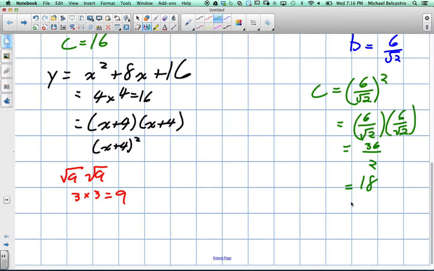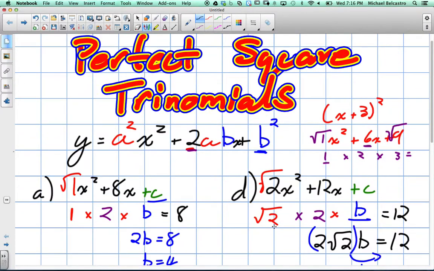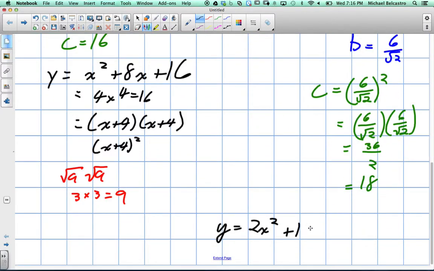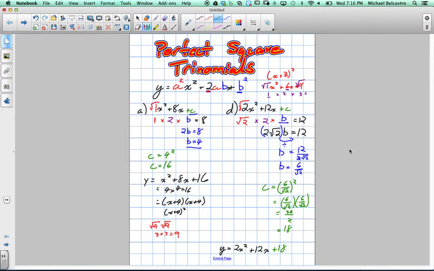Hey, it worked out. So our perfect square trinomial in this case is y equals 2x squared plus 12x plus 18. Finding the 18 was difficult because we had to be used to working with radicals, and usually in our grade 10 year, or whatever year we're in when we're doing this, we haven't had much experience with that yet.